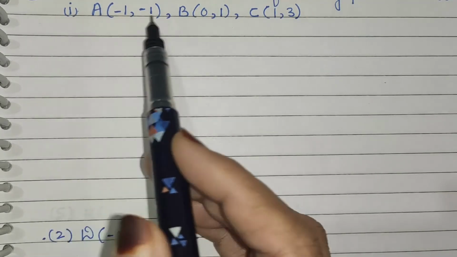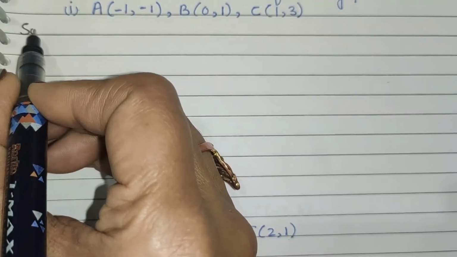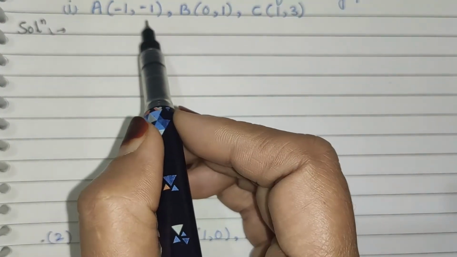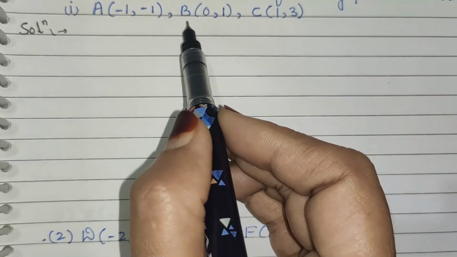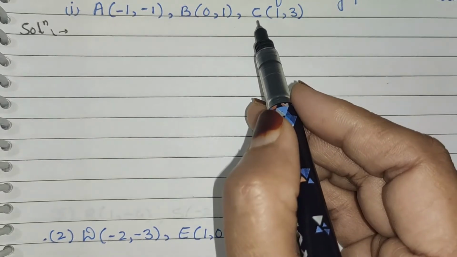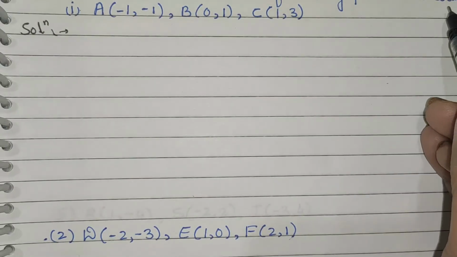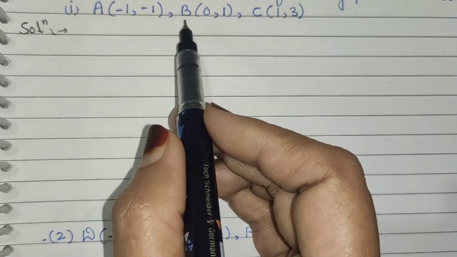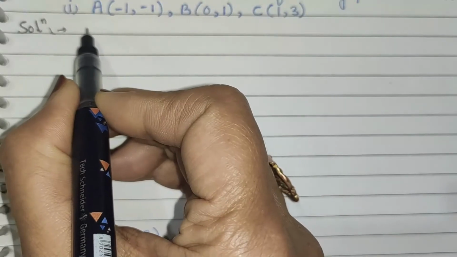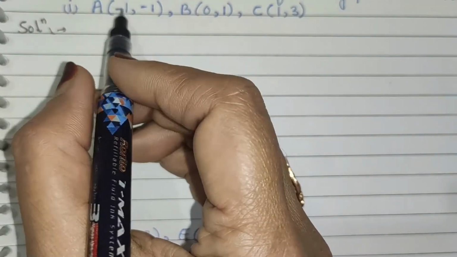Next question is, determine whether the following points are collinear. Now, points are given here. The coordinates of point A are -1, -1. The coordinates of point B are 0, 1 and the coordinates of point C are 1, 3. Now for collinear points, first find out the slope of AB and then slope of BC. Therefore, first slope of line AB.